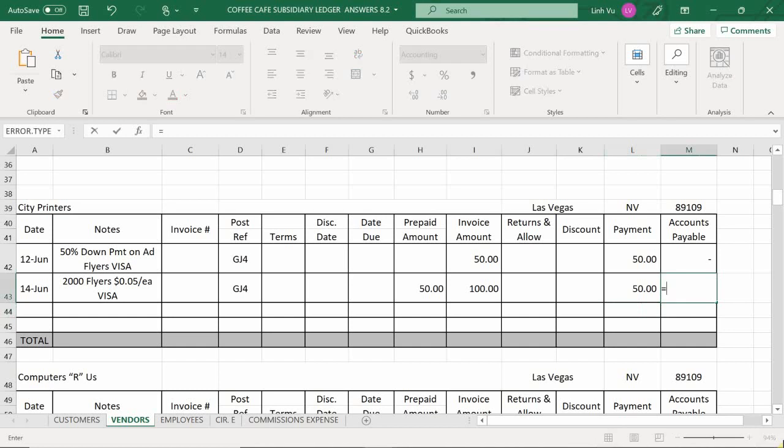So in this case, my formula is my invoice amount minus any prepaid, minus my payments, returns, or discounts. In this case, I owe $0 because my original invoice amount was $100. Because I made an advance payment and applied it to my invoice, that took out $50, so I had $50 remaining. But I paid with the Visa credit card, so I paid $50. At the end of the day, I owe City Printers nothing.